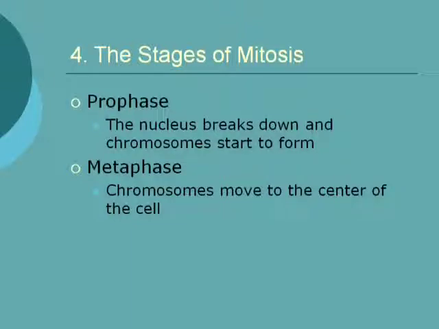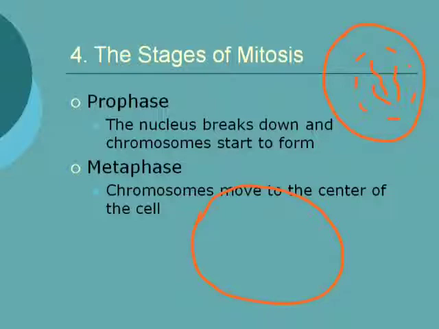Prophase is where the nucleus breaks down and the chromosomes start to form. So here you have your cell membrane, and your nuclear membrane starts to break down. Your chromatin begins to condense so that you can see your chromosomes forming. Metaphase.